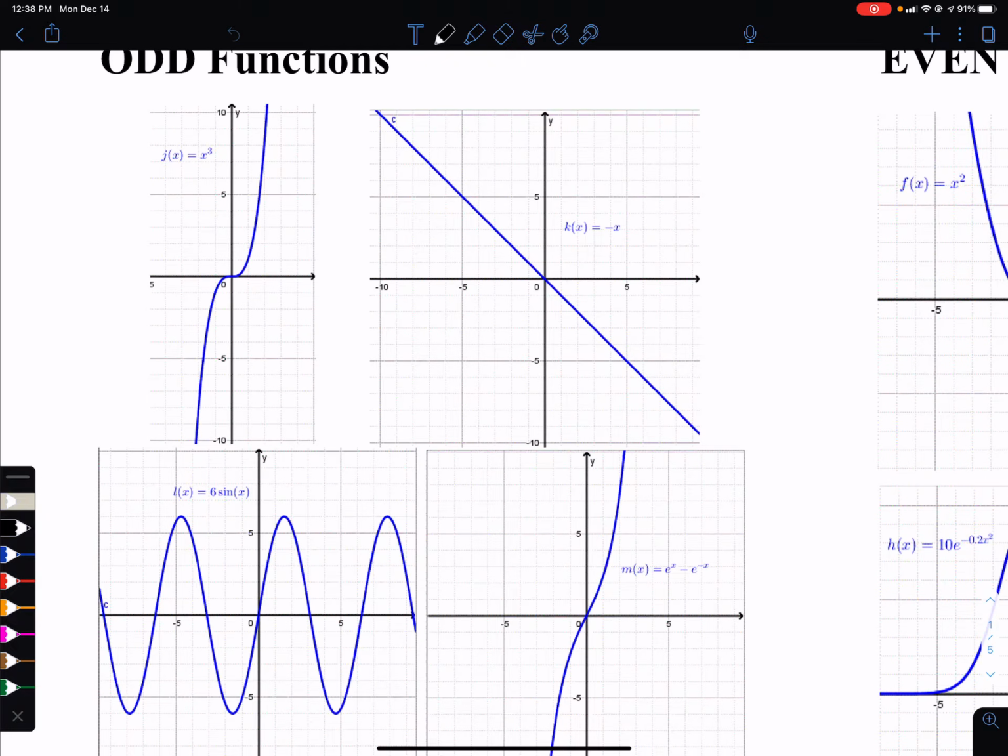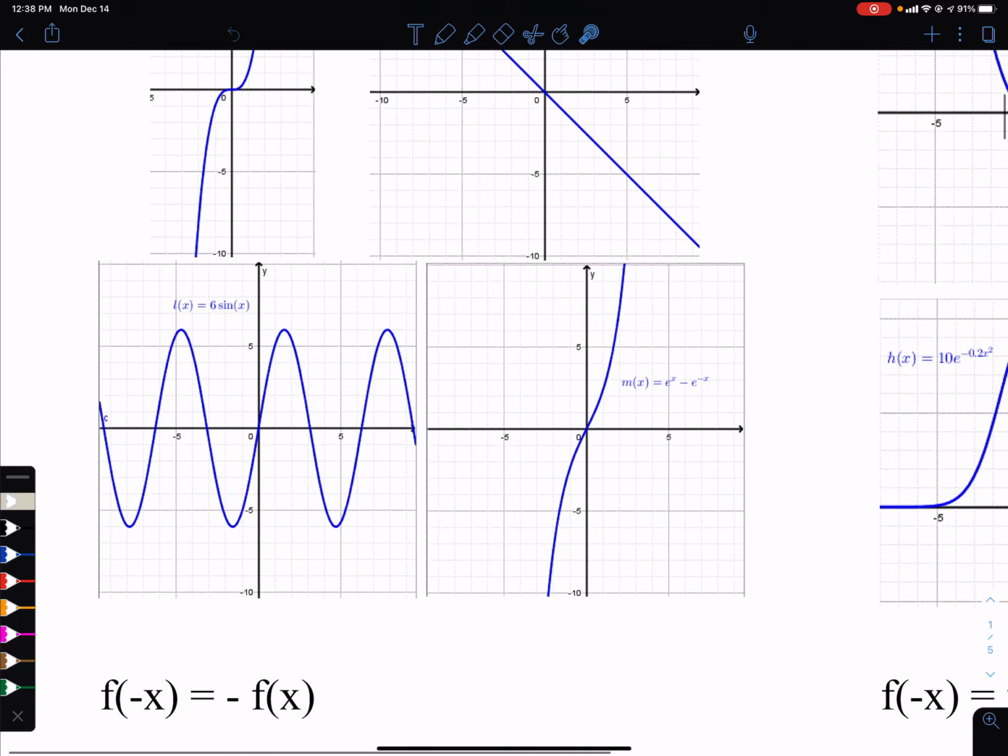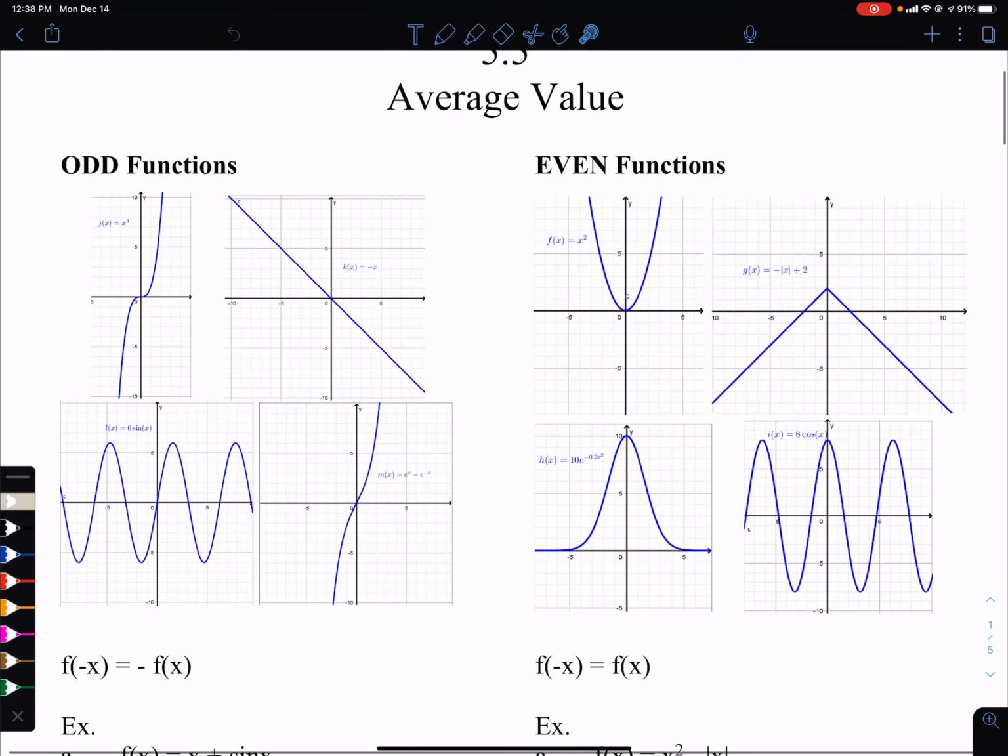An odd function is one that is symmetric about the origin. So if you have a point here, if you go across the origin, you'll have a point opposite of it. Every point through the origin, you have a point the same distance opposite the origin. That would be an odd function.